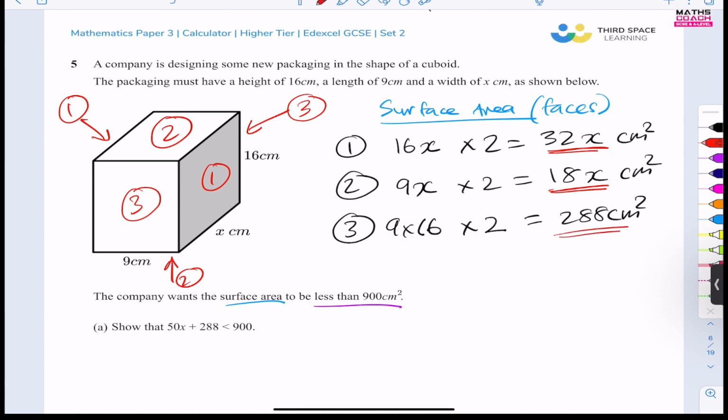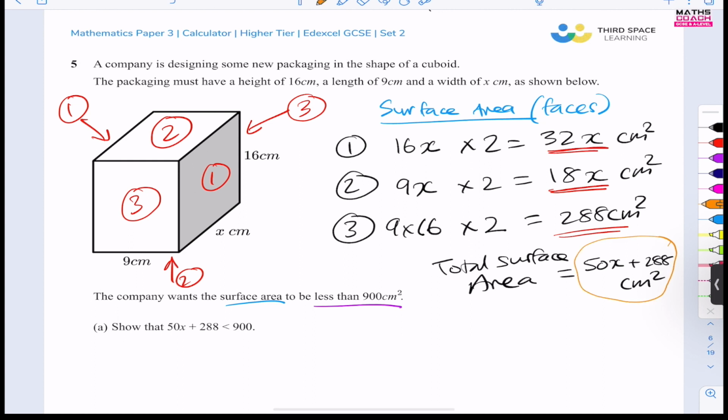So now, if I was to add all of these up, that would give me the total surface area. So let's go ahead and do that. So total surface area would be equal to 32x plus 18x plus 288. If we do the 32x plus 18x, that would be 50x. So that would be 50x plus 288 centimeter squared. So this here is the total surface area.